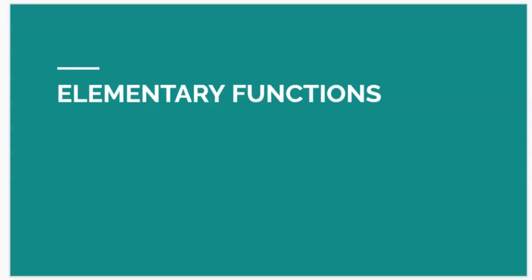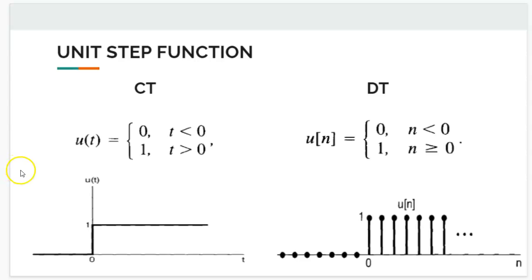So then let's move on to elementary functions. These are crucial functions that will be helpful throughout the course, just compiling them. The first, actually we'll look at only two functions here. The two functions are unit step and unit impulse. The unit step is defined for both continuous time and discrete time, and it differs slightly.